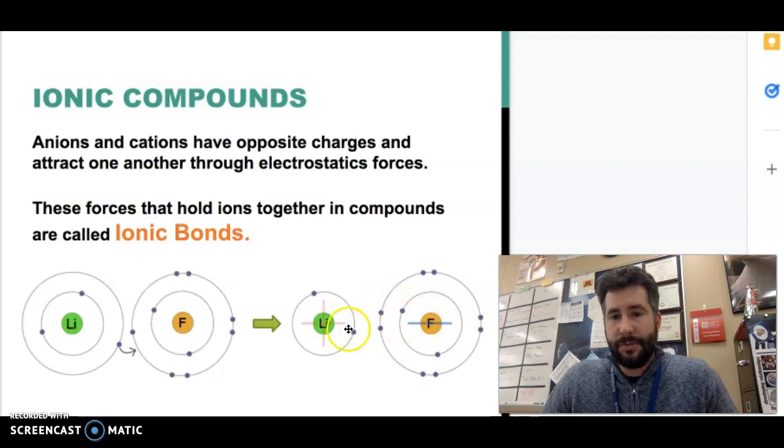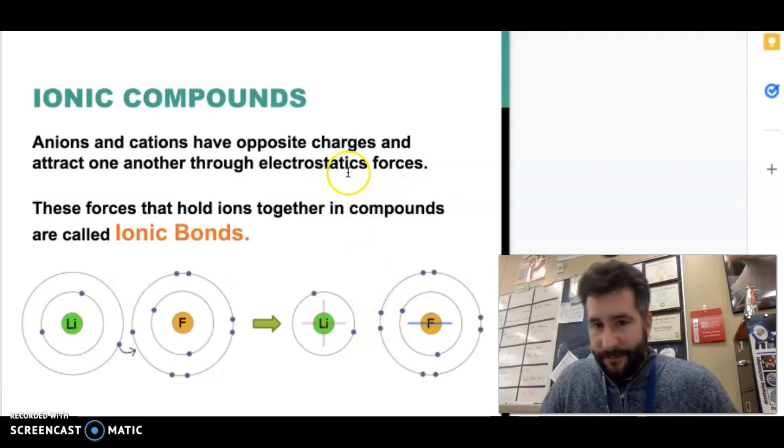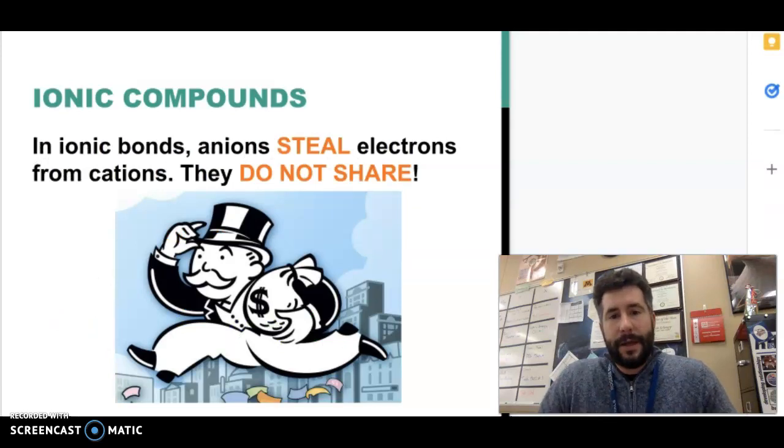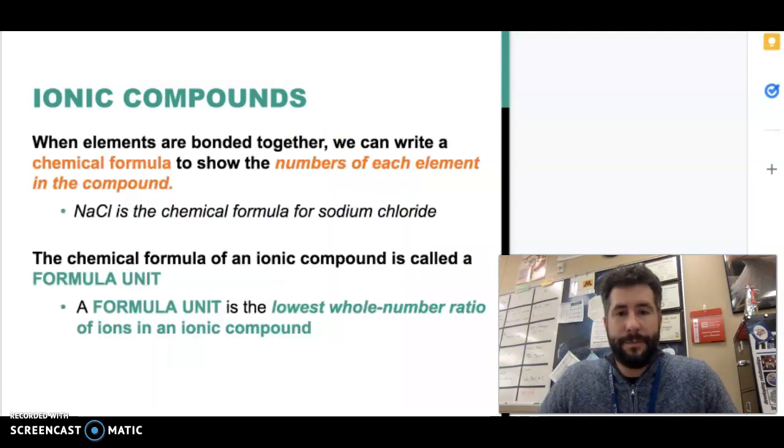And now this positive ion is going to be attracted to the negative ion. And that attraction between ions is what we call an ionic bond. The bond is the attraction between those ions. We might call it an electrostatic force. They have opposite charges and opposites attract. Remember that in an ionic bond you have one that's giving and one that's taking. So the anions are really kind of stealing the electrons from the cation. They're not shared at all.